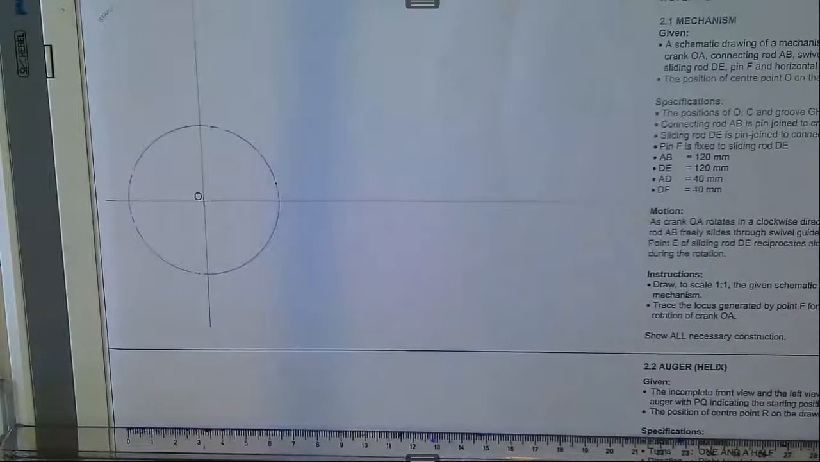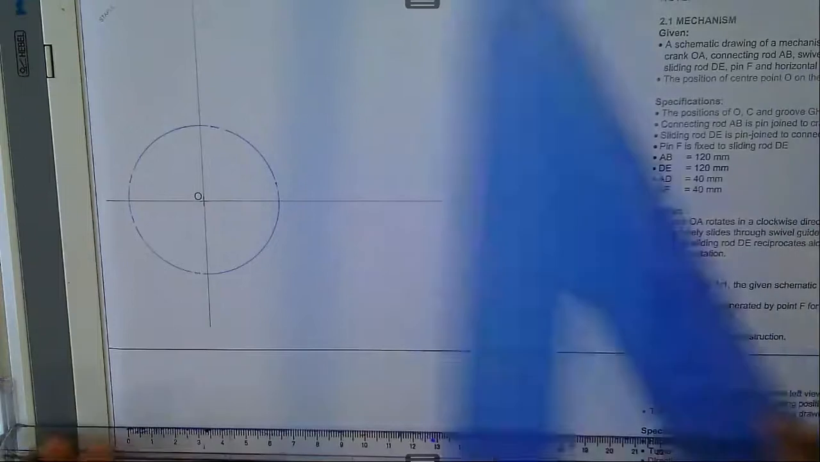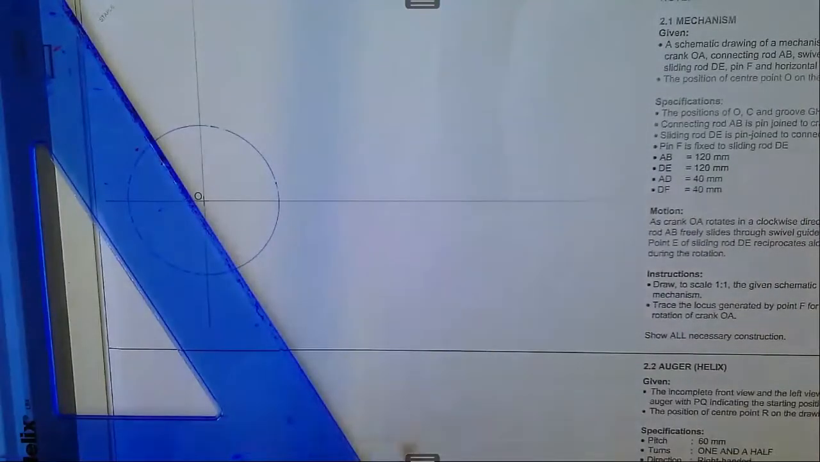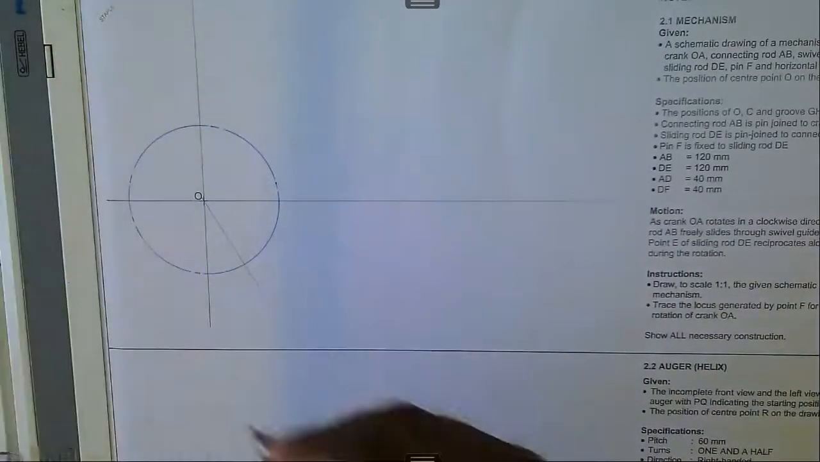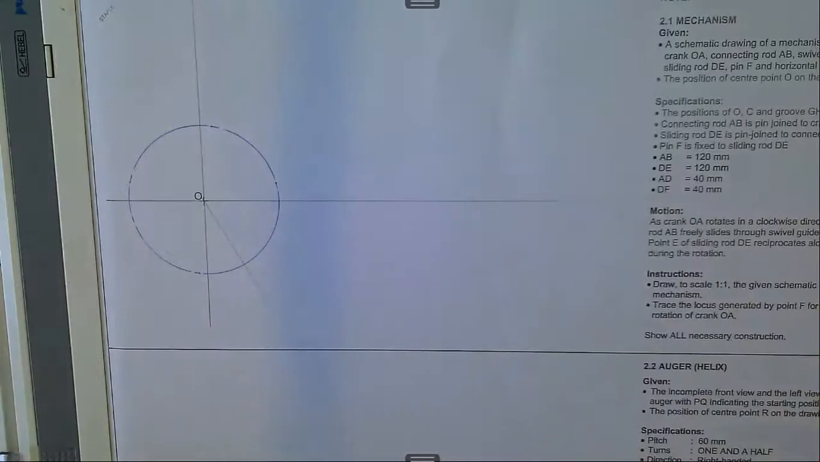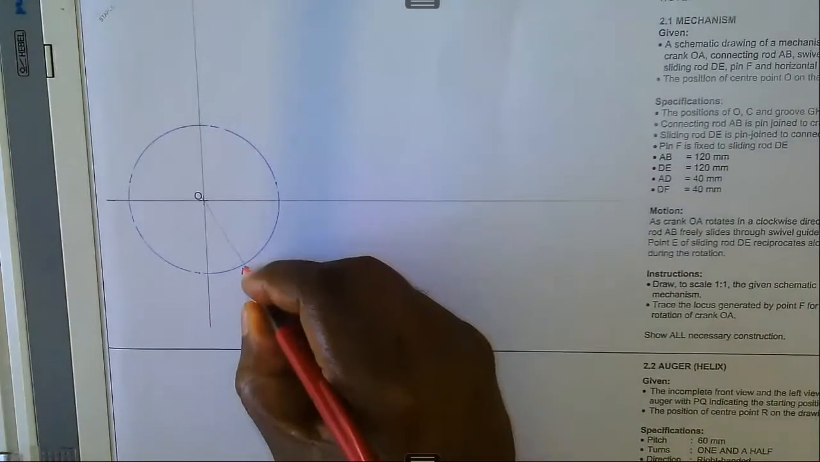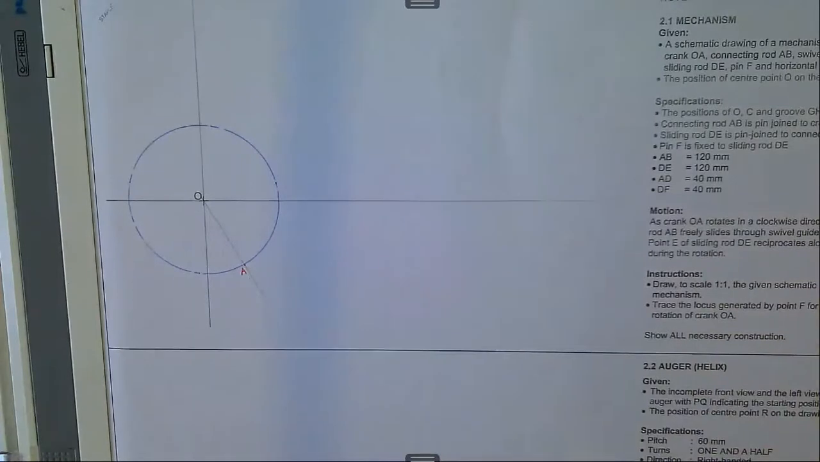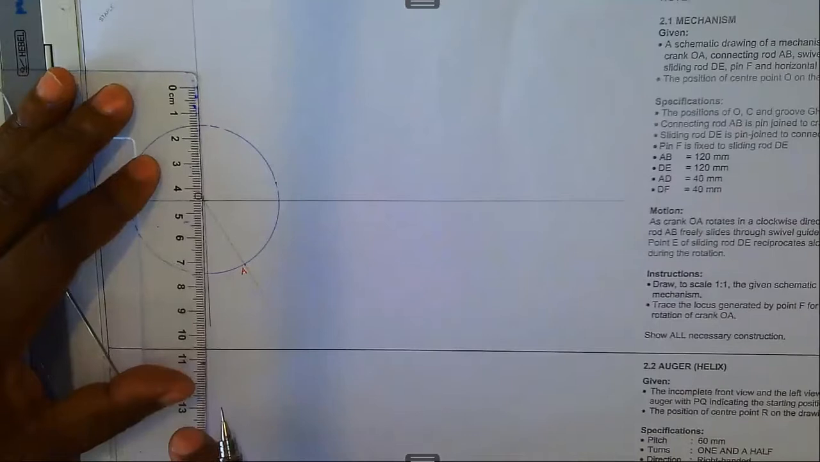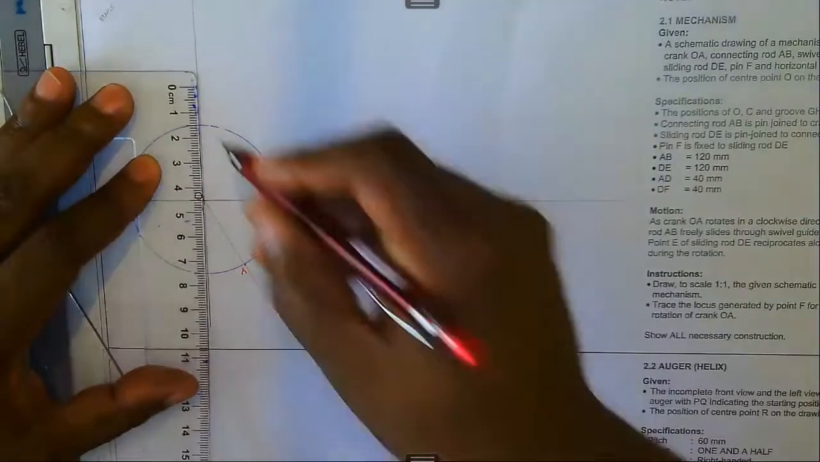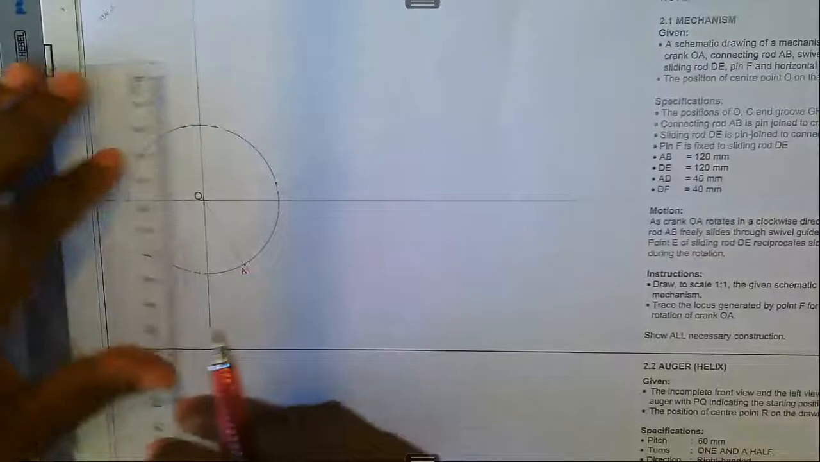Right, okay. That is the given circle. Then we need to find the position of point A. Just copying the information that is given.